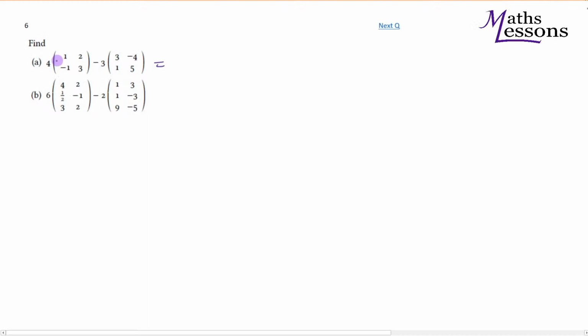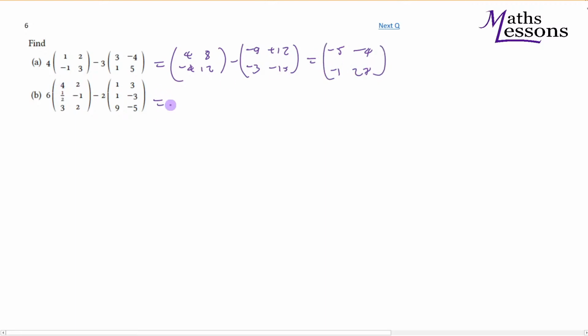This one out, so we're going to get 4 times that, so it's 4, 8, minus 4, 12. Minus 3 times this one's minus 9, plus 12, minus 3, minus 15, and that will give us minus 5, minus 4, minus 4 plus 3 is minus 1. Combine these two together is going to give us 27.